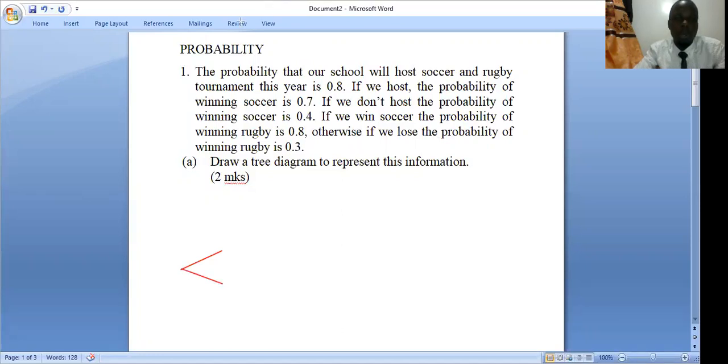It is either we host or we don't host. If we don't host, we put H prime here. If we host, the probability is 0.8. If we don't host, because probability must add up to 1, the remaining is 1 minus 0.8. You'll get the answer as 0.2. So the probability of not hosting is 0.2.